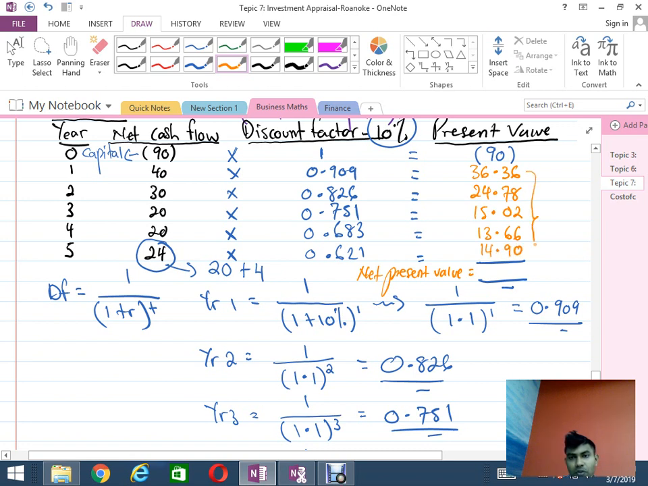Okay, so what you guys do, you plus all the income here that you get, then you minus the cost. That will give you the net present value. How much is that?